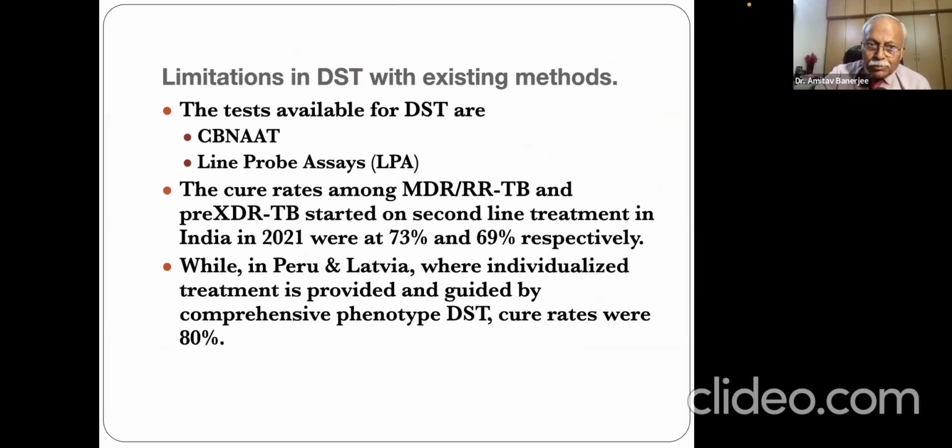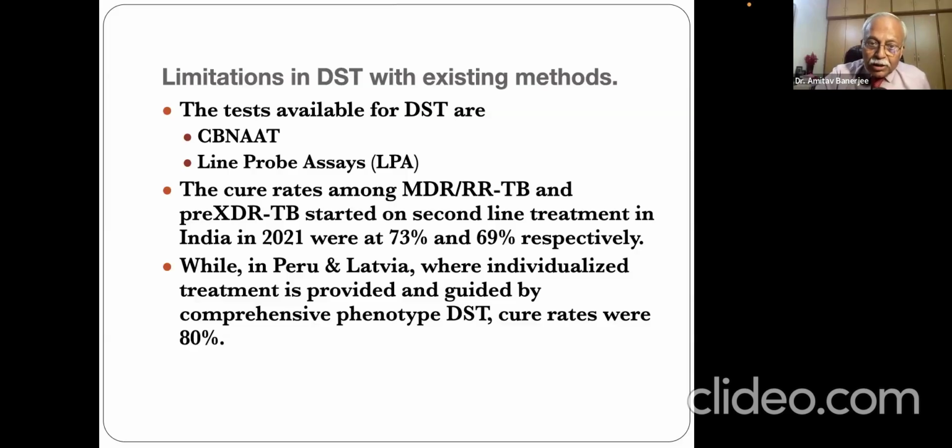This one is cartridge-based nucleic acid amplification test, CBNAT, line probe assays. These are the state of the art till some time back, or today perhaps in many parts. The cure rates among multi-drug resistant or rifampicin-resistant TB and pre-extensively drug-resistant TB started on second-line treatment in India in 2021 were 73% and 69%. So this is the cure rate of second-line treatment in India.